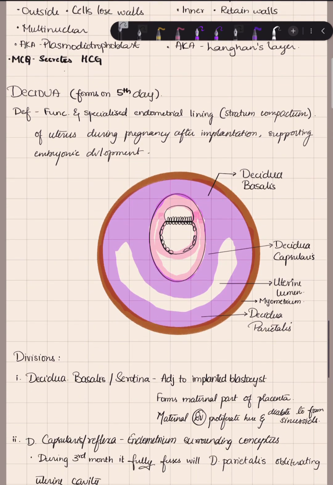Coming to the decidua. Now this actually is a part of the first week, but it is important to understand the second week. The decidua forms on the 5th day. The decidua is a functional and specialized endometrial lining, or the stratum compactum of the uterus, during pregnancy after implantation. This supports the embryonic development. So basically it is the endometrial lining, the stratum compactum, after implantation occurs.